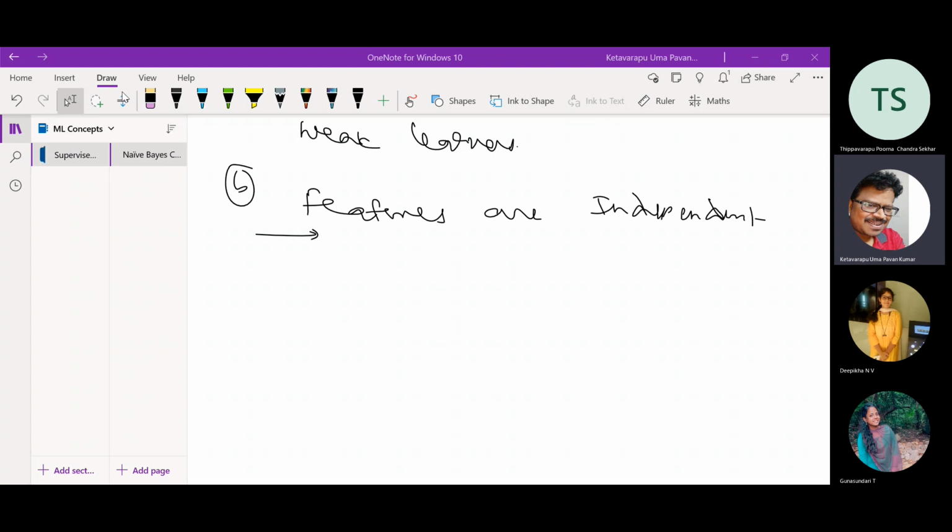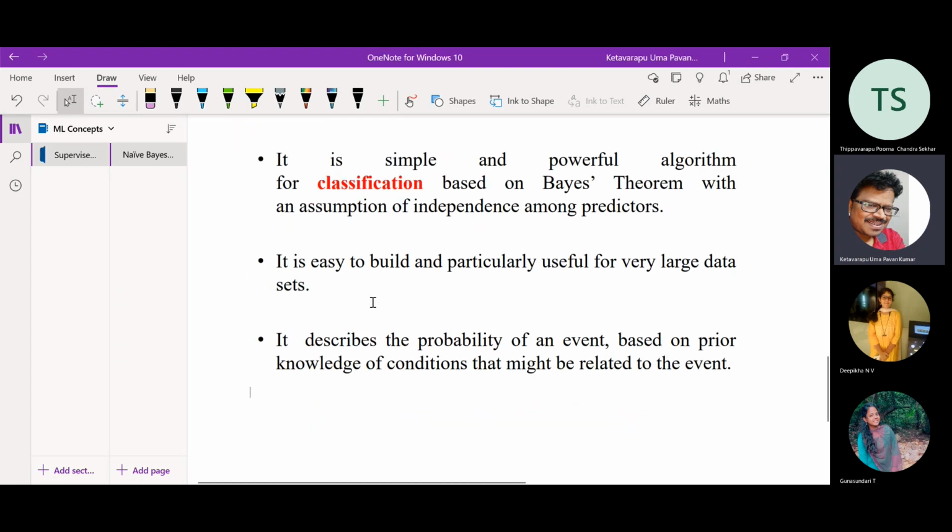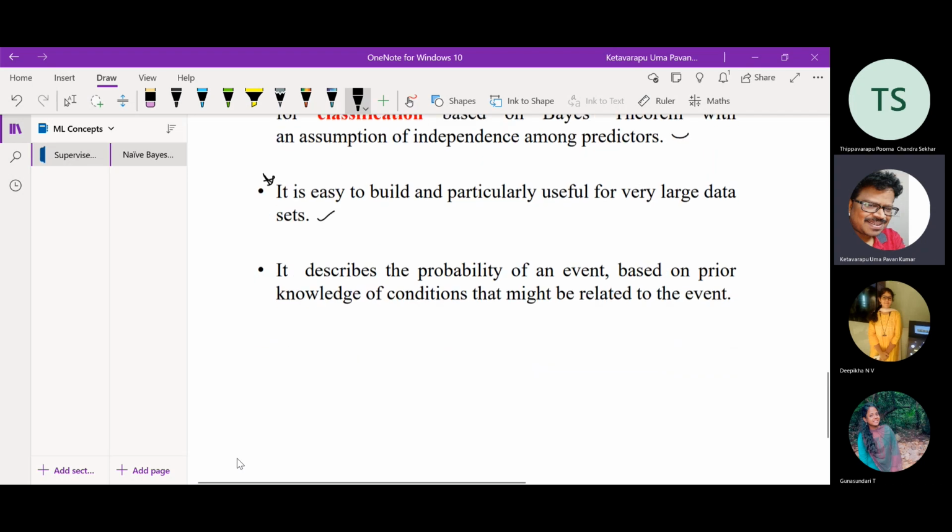Now you observe here, at the moment I am making use of the convention to classify a given text or some kind of data. It is a very simple and powerful algorithm for classification based on the Bayes theorem with an assumption of independence among the predictors. Just now we have seen independence among the predictors, and it is easy to build and particularly useful for very large data sets. So if I'm having a large data set, then I can make use of that convention.